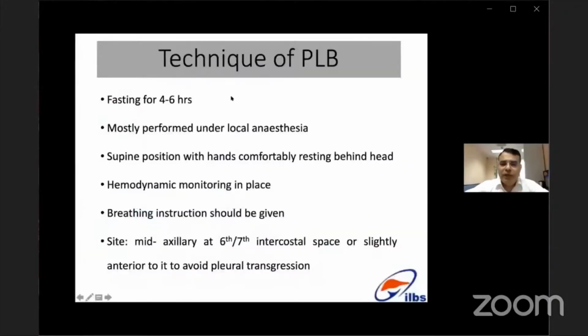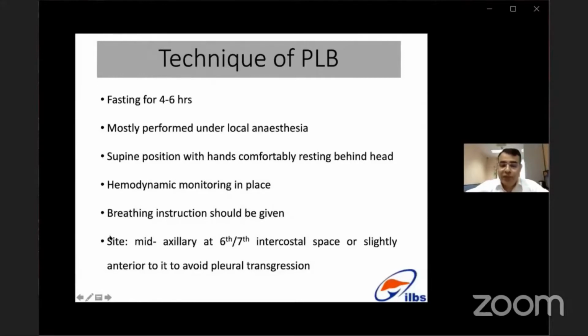So just to recapitulate, what is the technique? The patient should be fasting for 4 to 6 hours. It is mostly performed under local anesthesia, that is lignocaine. Supine position with hands comfortably resting behind the head, which I have shown in the image. Hemodynamic monitoring should be in place. Breathing instructions should all be given.